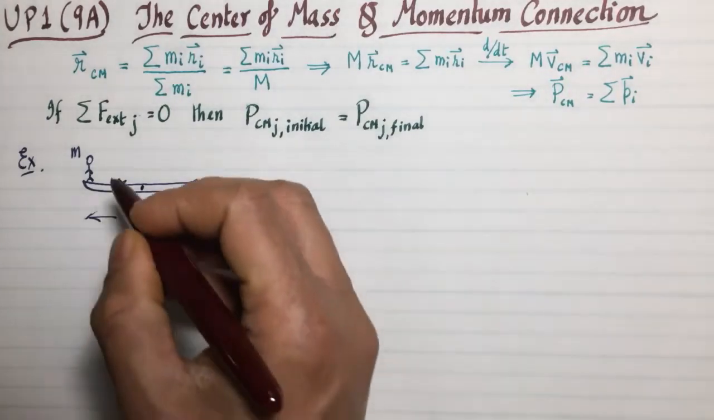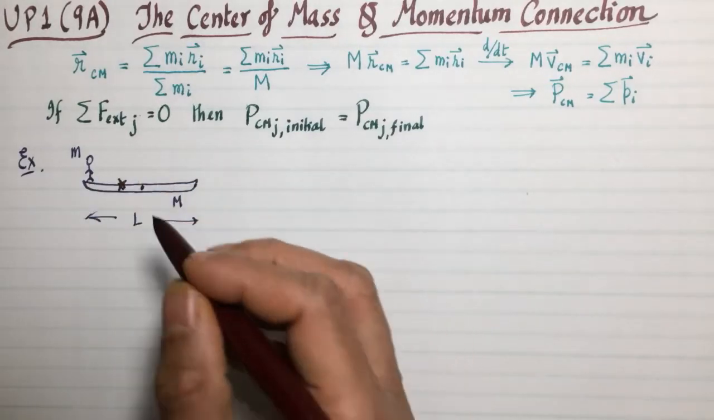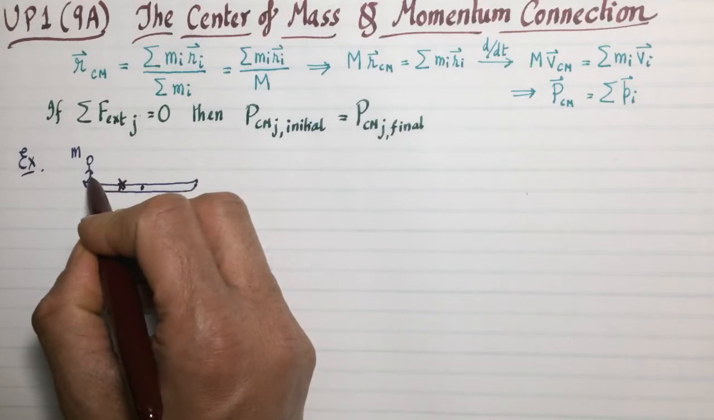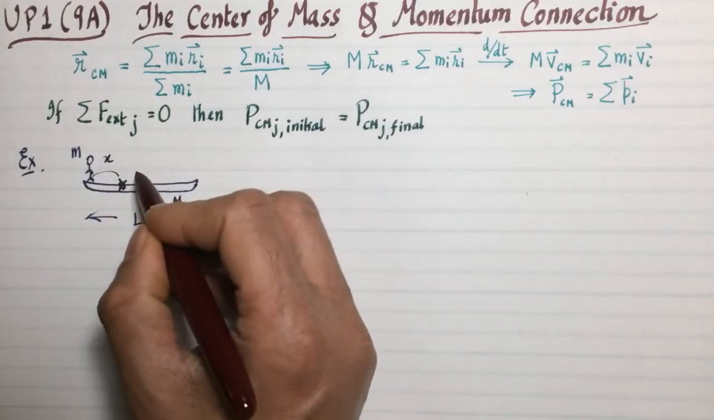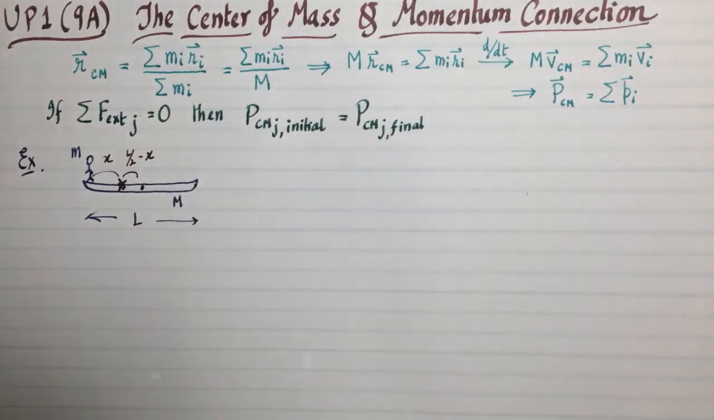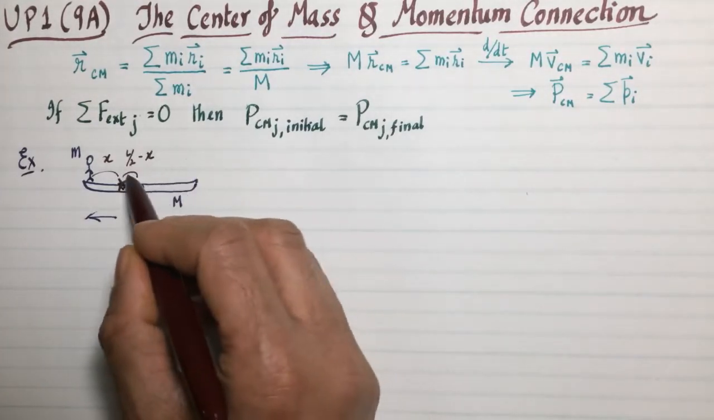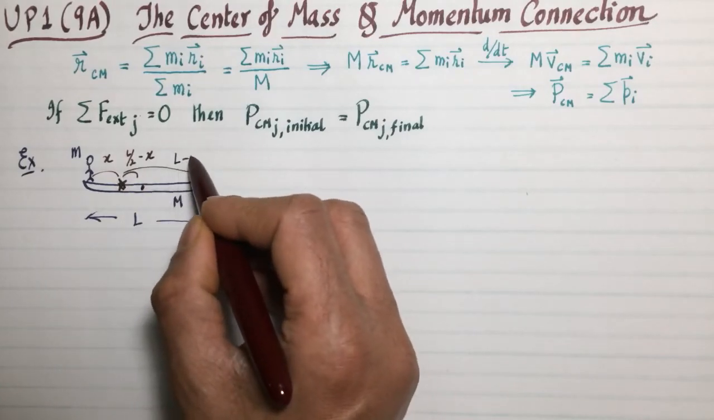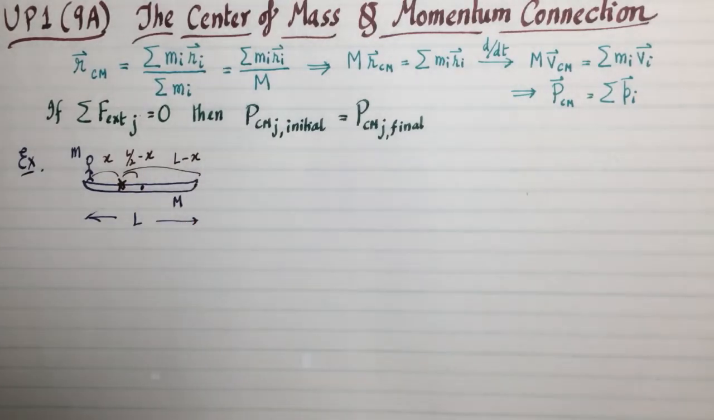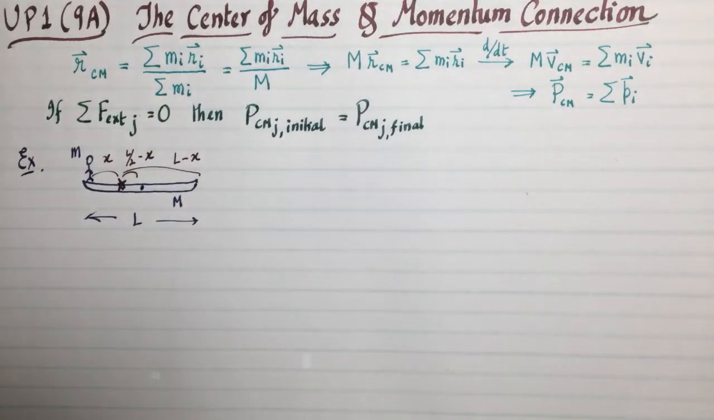Now we want to find, if this person moves from here to here, how much will the canoe move back? So let's call this distance x, and then that distance is going to be L over 2 minus x. And this entire distance from here to here is going to be L minus x. So that's the situation.